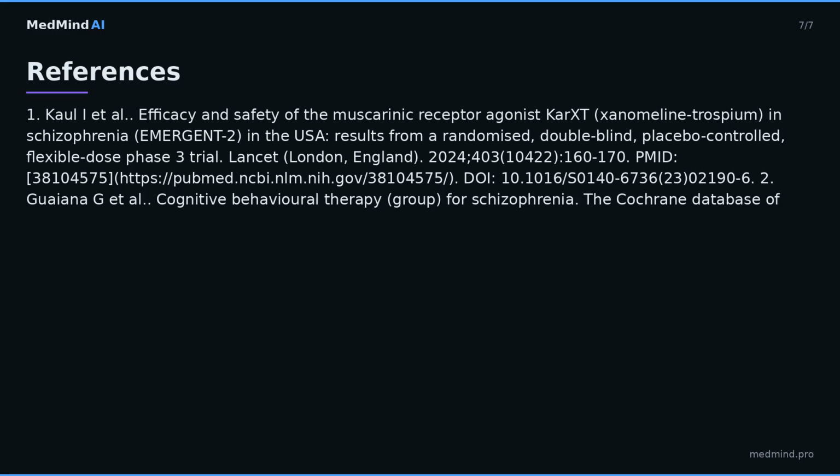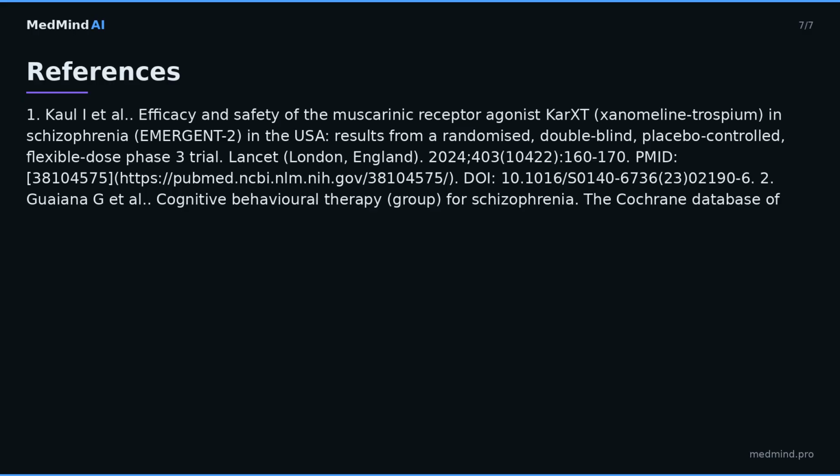2. Guayana G. et al. Cognitive Behavioral Therapy, Group, for Schizophrenia. The Cochrane Database of Systematic Reviews. 2022, 7, CD009608. PMID 35866377. https://pubmed.ncbi.nlm.nih.gov/35866377. DOI 10.1002/14651858.CD009608.pub2.